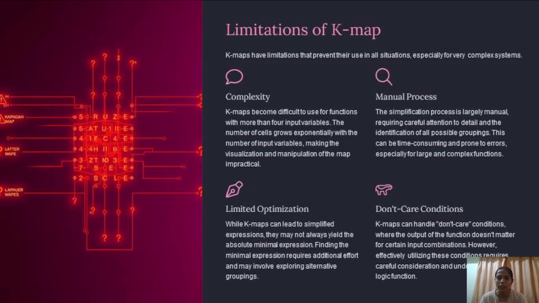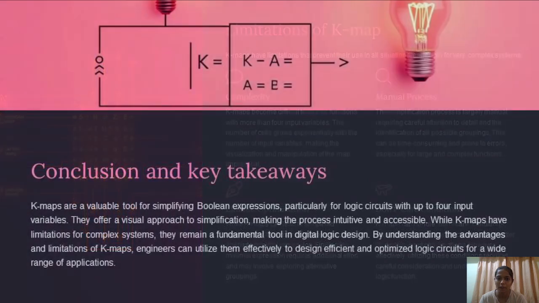Limitations of K-map. K-maps have limitations that prevent their use in all situations, that are complexity, manual process, limited optimization, and don't care conditions. Here, the don't care condition is important. K-maps can handle don't care conditions where the output of the function doesn't matter for certain input combinations. However, effectively utilizing these conditions requires careful consideration of the underlying logic functions.